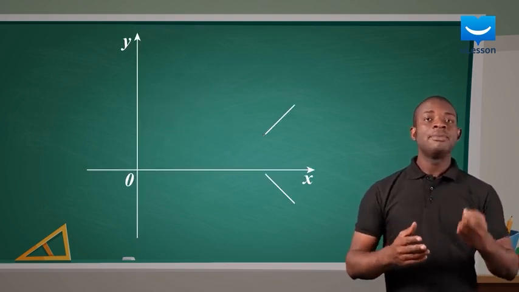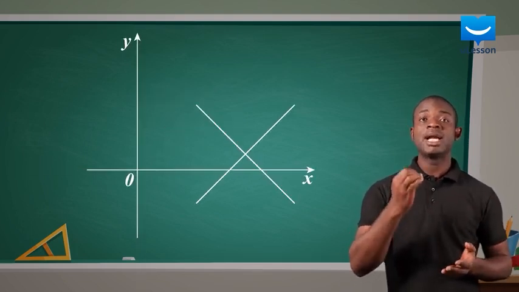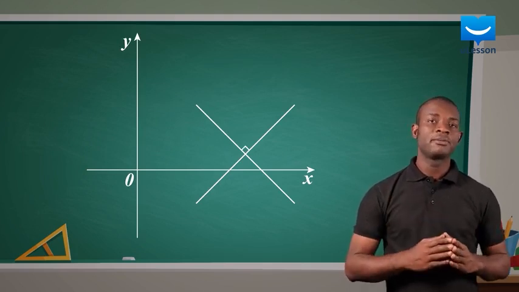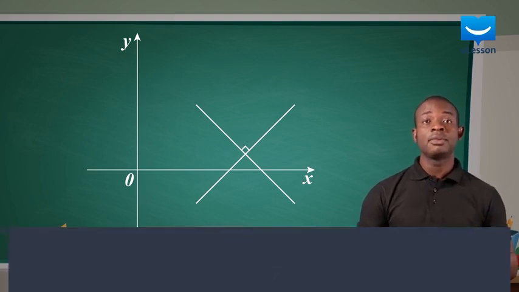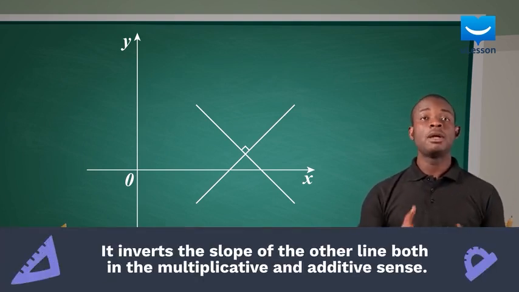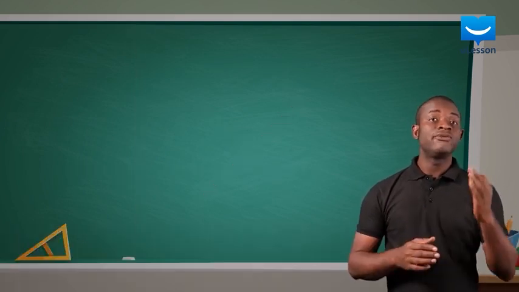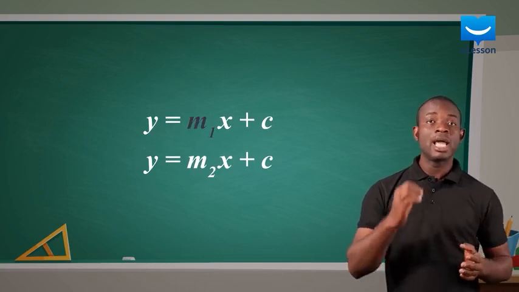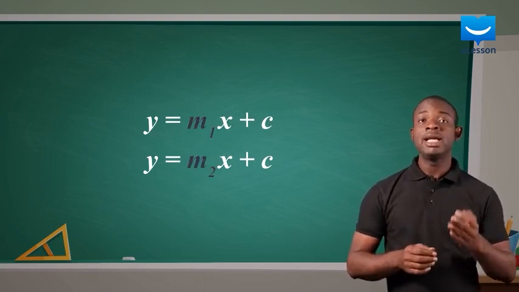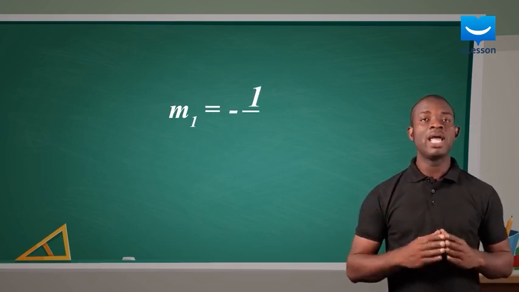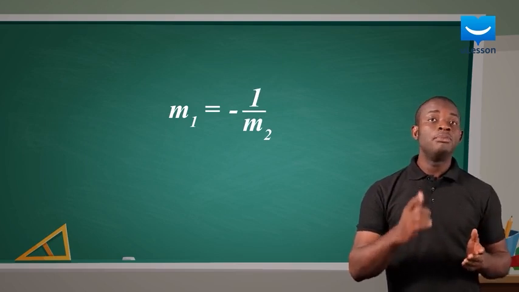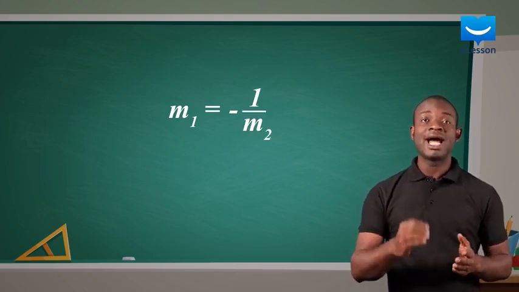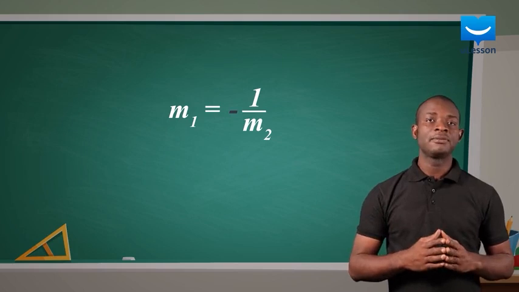Other times, two lines may be perpendicular, that is, they make an angle of 90 degrees with each other. What are the effects of two lines meeting at a right angle to each other? It inverts the slope of the other line both in the multiplicative and additive sense. In simple terms, if two lines with slopes m1 and m2 are perpendicular to each other, then m1 = -1/m2. So it feels like m2 is the multiplicative inverse of m1 because of the fraction, and at the same time the additive inverse due to the minus sign.